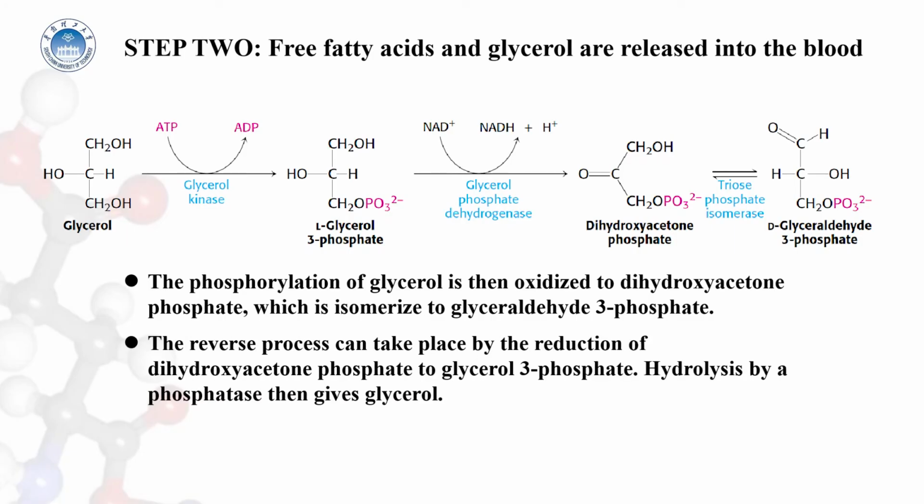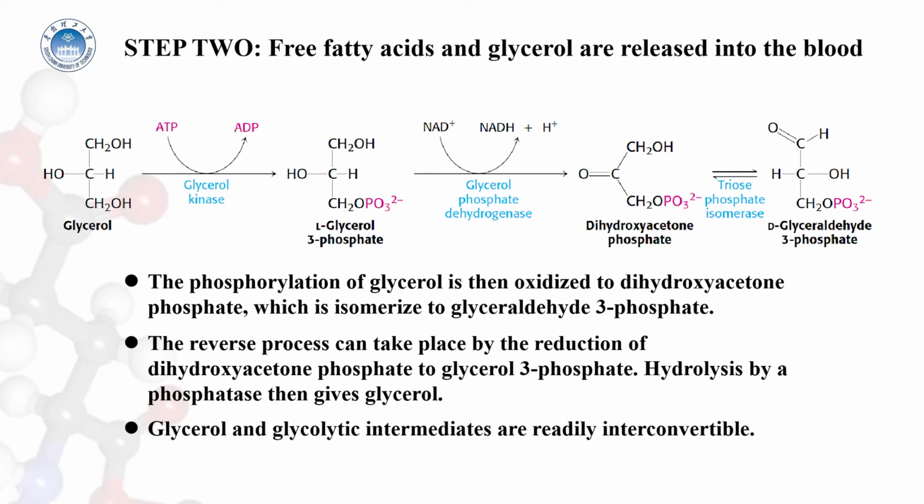The reverse process can take place by the reduction of dihydroxyacetone phosphate to glycerol 3-phosphate. Hydrolysis by a phosphatase then gives glycerol. So thus, glycerol and glycolytic intermediates are readily interconvertible.